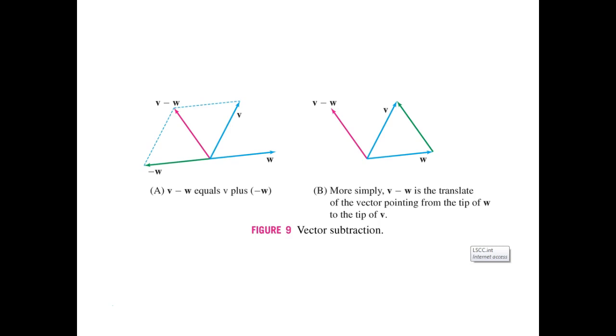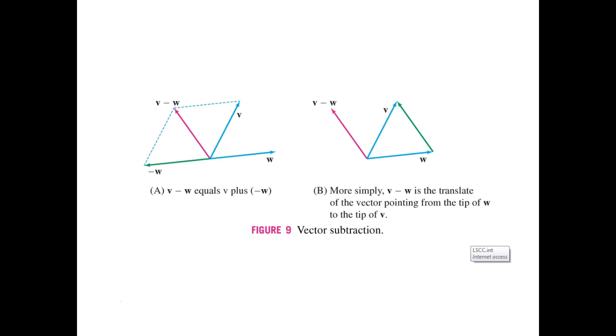The negative of w. And that's what they've drawn here. Here's v, and there's w, so the negative of w would be exactly the same length, but in the opposite direction. So there's minus w, and if you add v to minus w, translate the minus w up here, then by the parallelogram rule, there's your v minus w. Now, they say more simply, v minus w is the translate of the vector pointing from the tip of w to the tip of v.